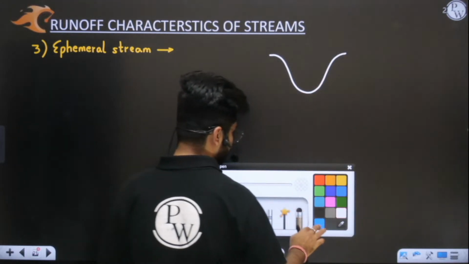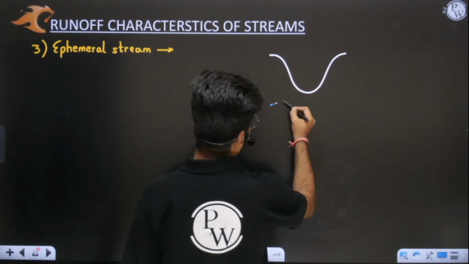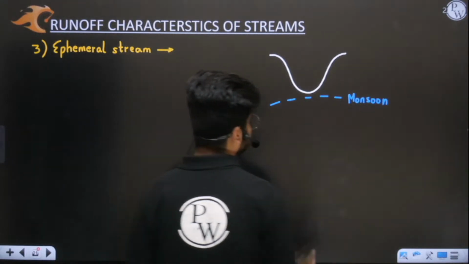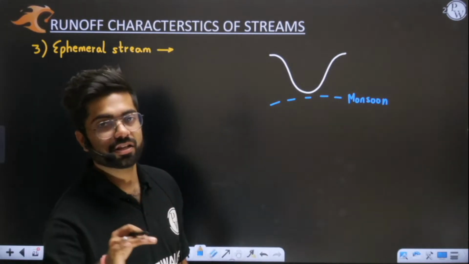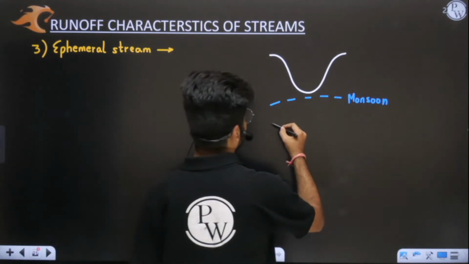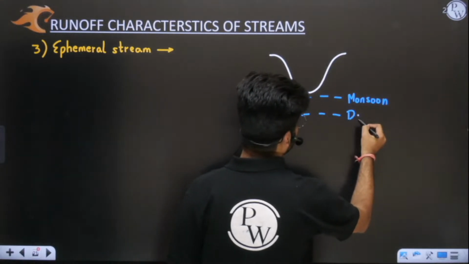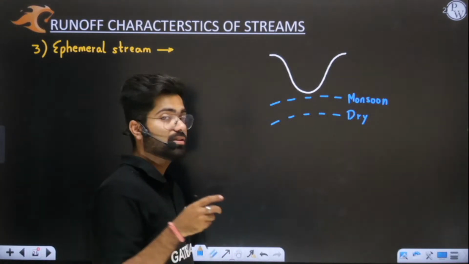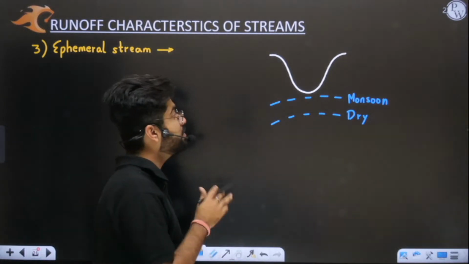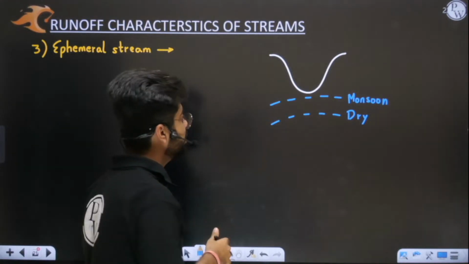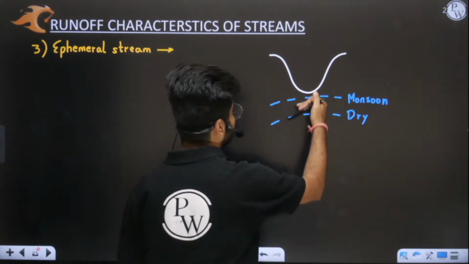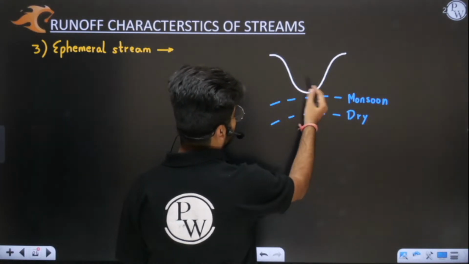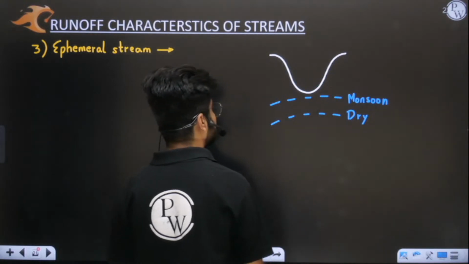In this one, you will see that when monsoon season is there, then also the water table is below the ground. When summer season is there, dry season is there, then also your water table is below the ground. Then you will say, sir, how will water be present in this river? In both monsoon and dry seasons, the water table is not going up. So how will this receive water? From where will this stream receive water?